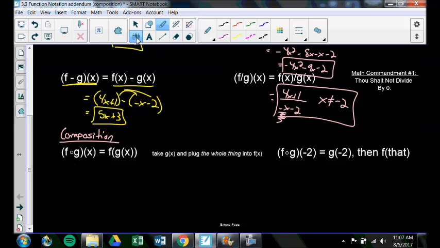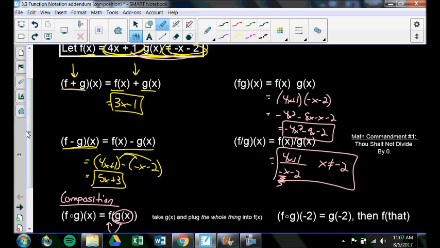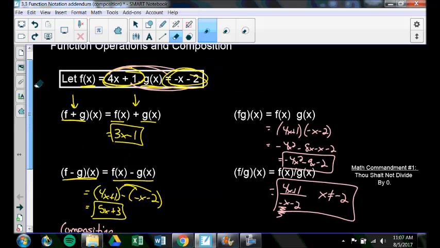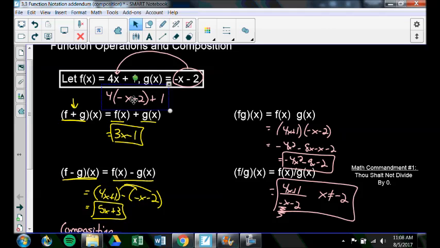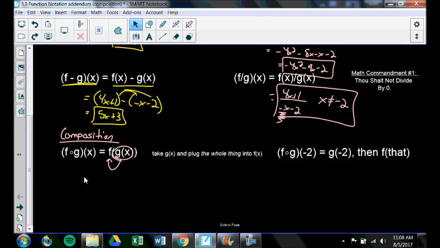This means I'm going to take the g of x function and plug it into f. So up here, I'm literally going to take all of this, which is the g of x function, and plug it into this x right here. I'm doing f of g of x, so it becomes 4 times negative x minus 2, plus 1. That is what's happening down here. I'm taking g and plugging it into f.